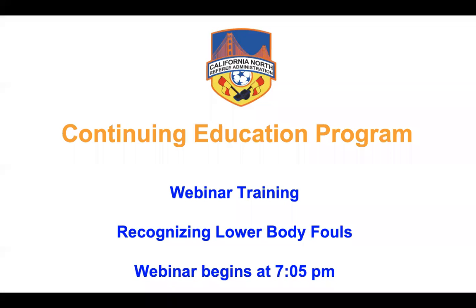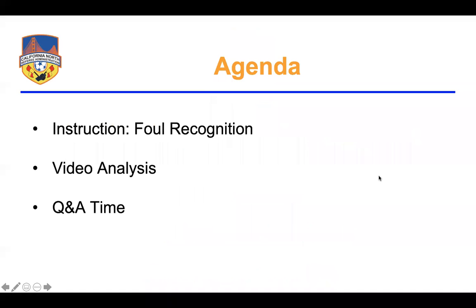Tonight we're going to be talking about how to recognize lower body fouls. A couple of months ago we focused on upper body fouls. A lot of the key principles will be the same. However, we'll be talking about how to focus our attention on the lower part of the body and what interactions to look for from players to know that we need to call a foul or know when not to call a foul. As usual, we'll have a little bit of instruction, and then we'll have some video analysis, and I will leave time at the end for questions.